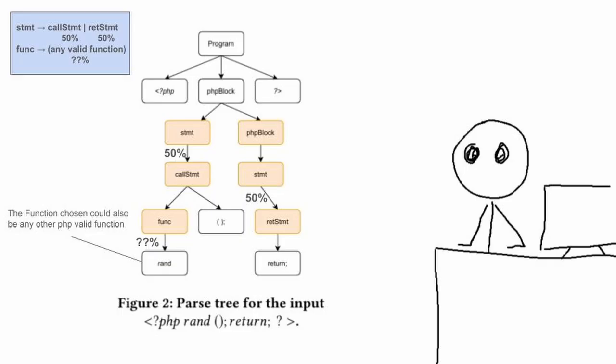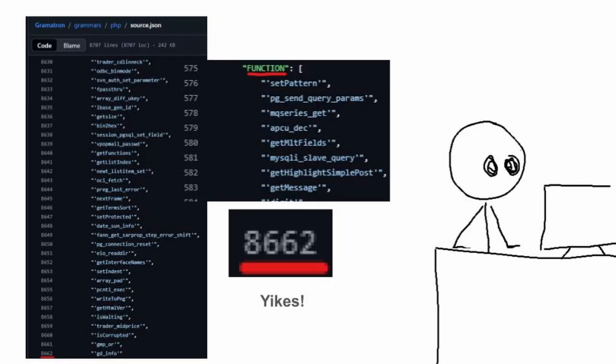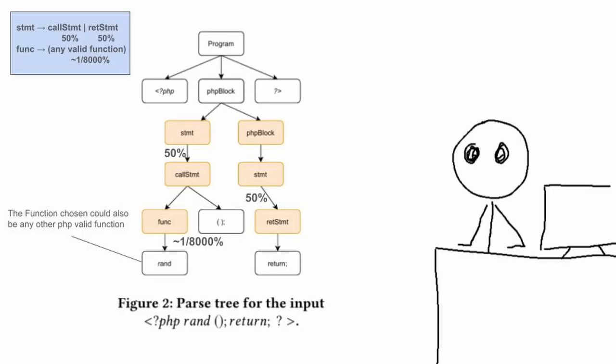Adding on to that, there's even more granular choices. The function call can literally be any valid function. You see at the bottom block, the reason there are question marks on the percentage is because there are literally so many possible functions that could be here. On the Gramatron GitHub, the JSON file that stores the different functions that could be there goes all the way down to over 8,000 different functions. So it's probably like a 1 out of 8,000 chance you get any of the possible functions.